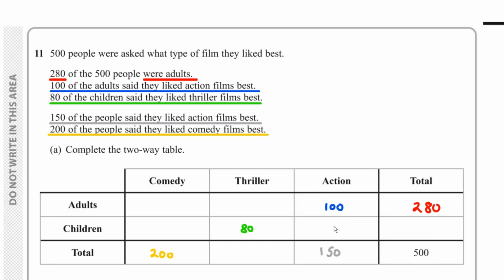150 take away 100 is 50. 500 take away 280 is 220. 500 take away 150 take away 200 is 150. 150 take away 80 is 70. 220 take away 50 take away 80 is 90. 200 take away 90 is 110.